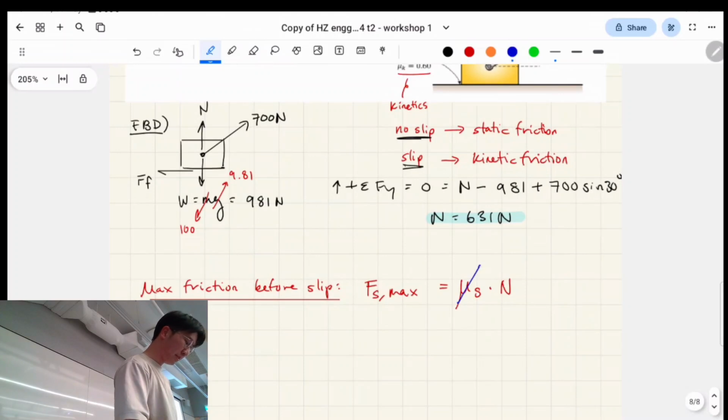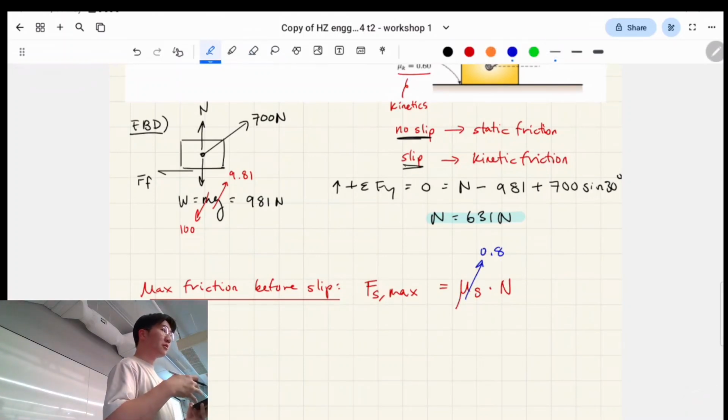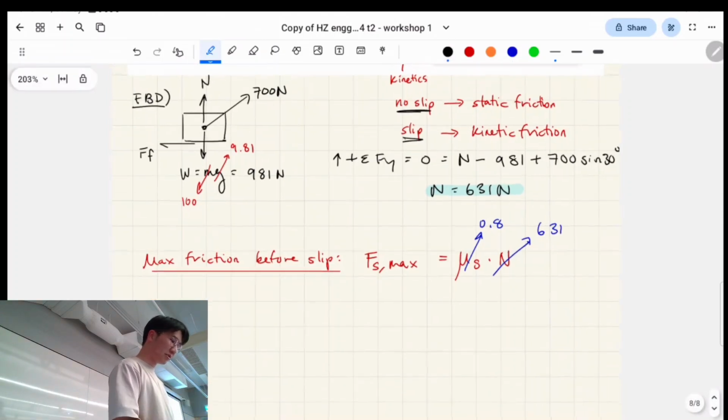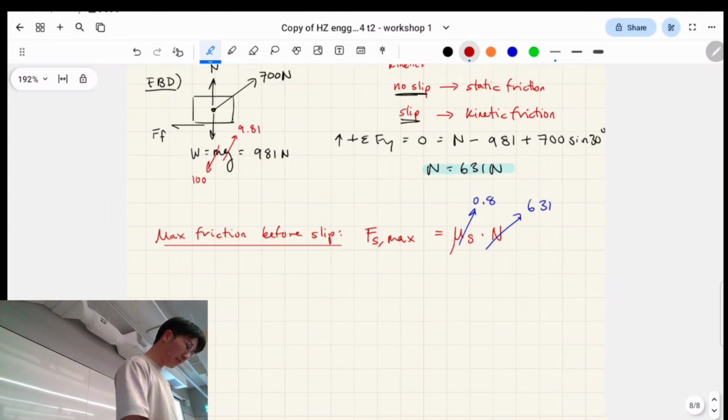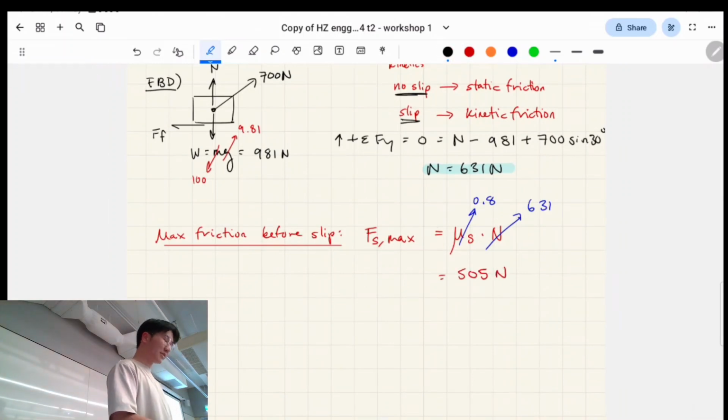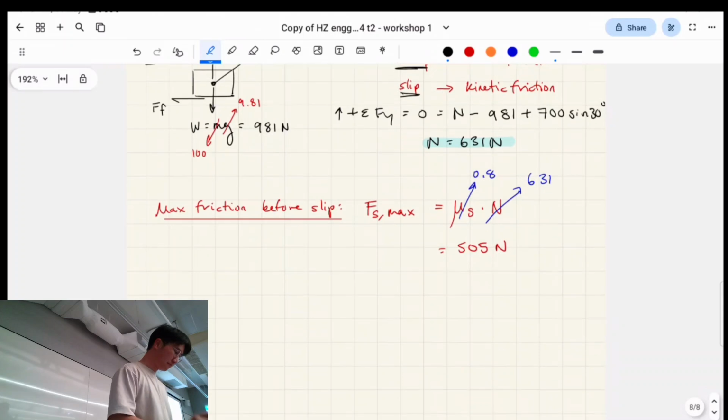Okay. So this was given. This was a material property that was determined probably through testing or whatever that they did. And we solved this first part. That's 631 newtons for normal force, giving us 505 newtons for the max allowable static friction before, and if we go over it, we're gonna slip and move, basically, right?